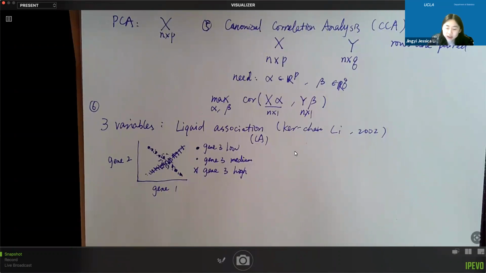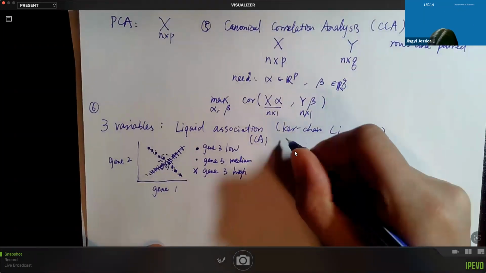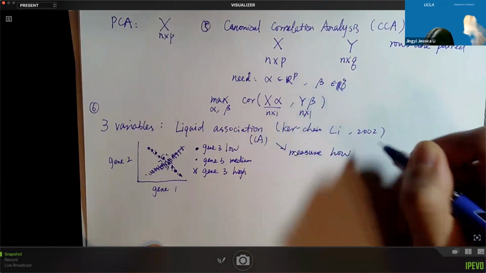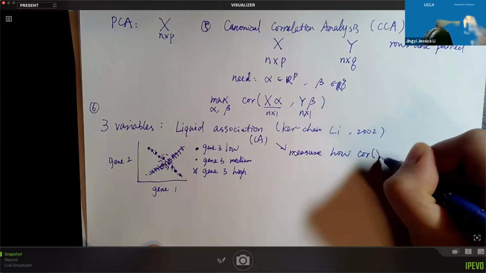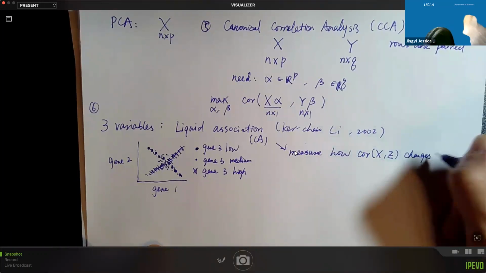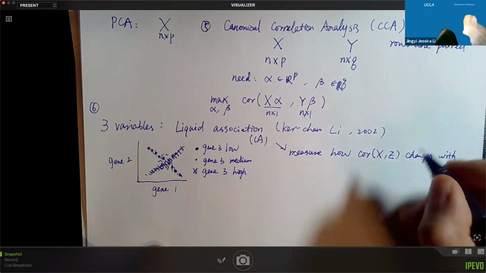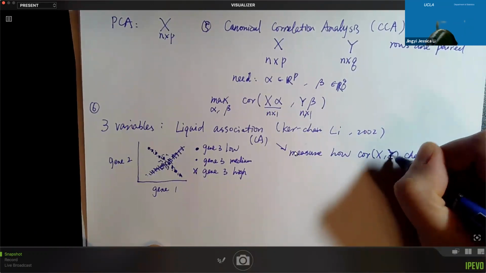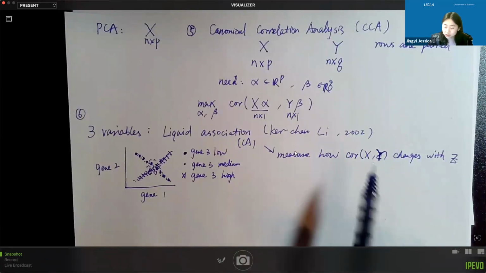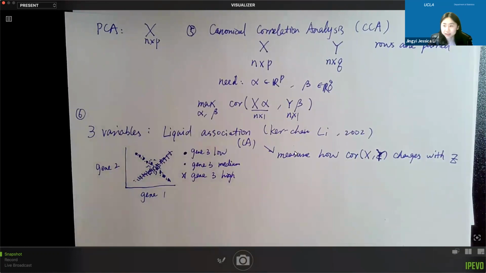So he wants to develop something to reflect the change. This is to measure how the correlation of two variables x and y changes with the third variable z. That's the question he's going to ask. It's not just about the correlation alone, but the correlation is dynamic. It changes with the third variable z. That's the formulation.